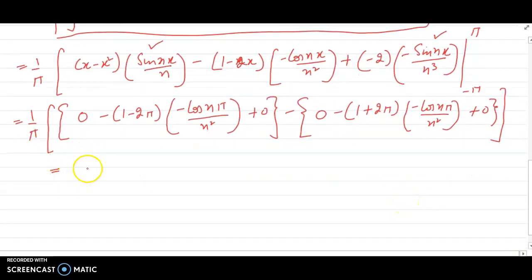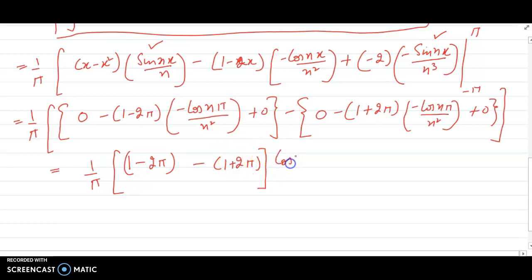This is equal to 1 by pi into minus this minus and minus, this will give us plus 1 minus 2 pi cos of n pi. Even from here, minus minus and minus, I will get minus 1 plus 2 pi. I can write cos of n pi by n square outside.